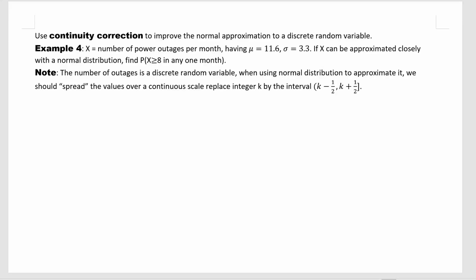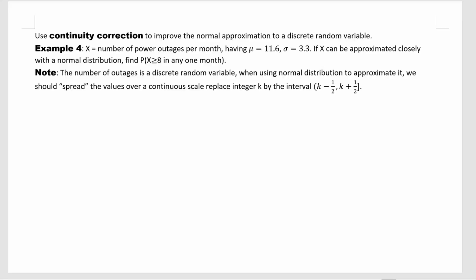X equals the number of power outages per month, having mu is 11.6 and sigma is 3.3. If X can be approximated closely with a normal distribution, find the probability X greater or equal to 8 in any 1 month. Note, the number of outages is a discrete random variable. When using the normal distribution to approximate it, we should spread the value over a continuous scale.